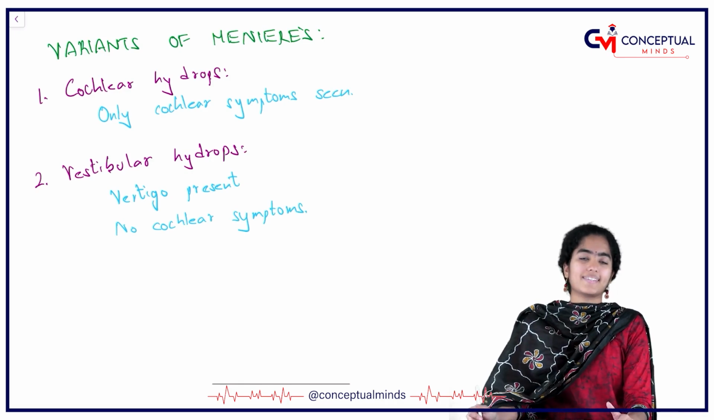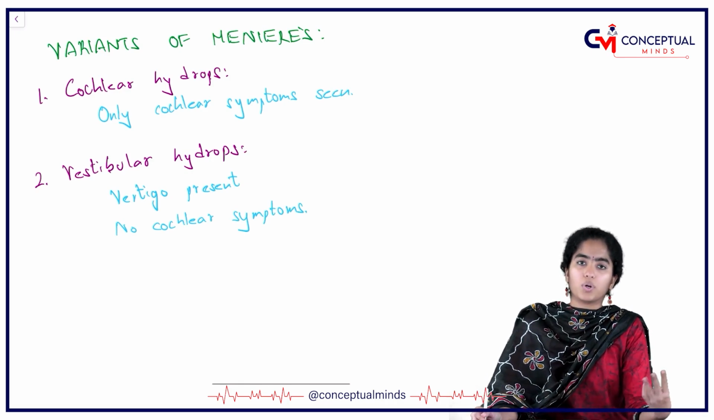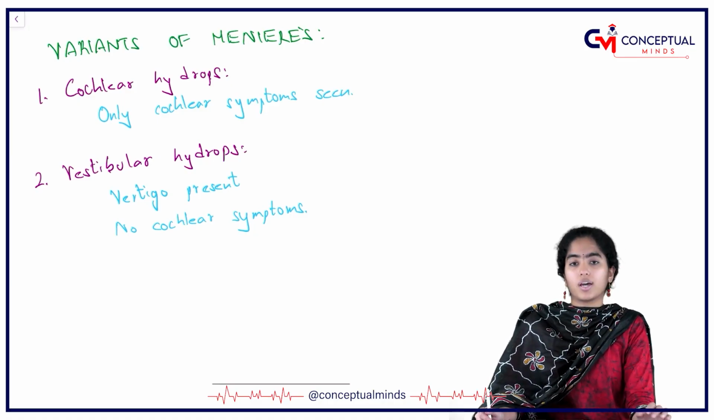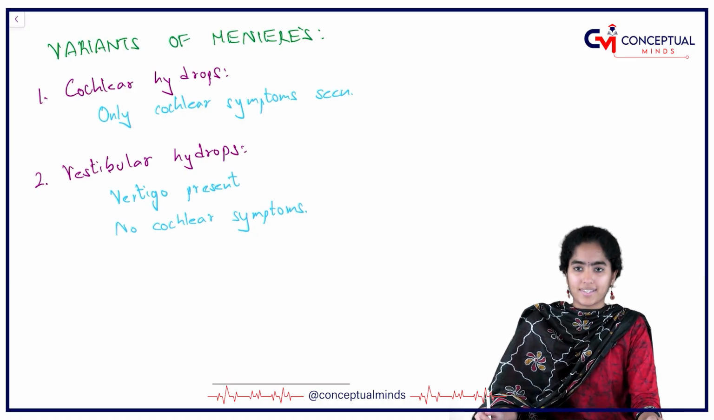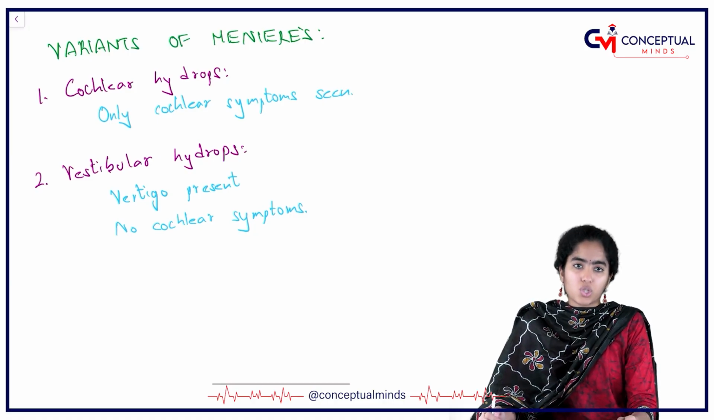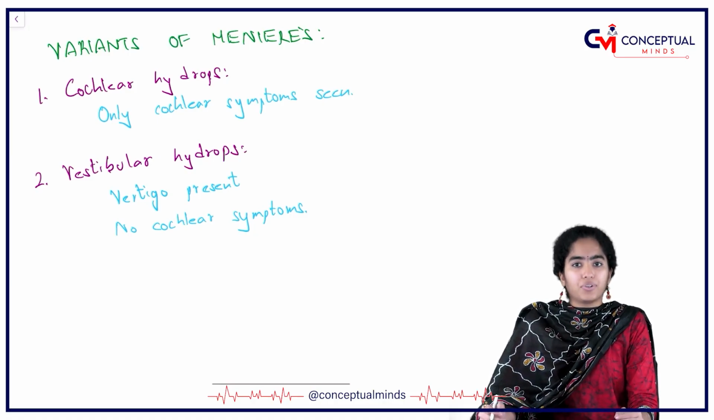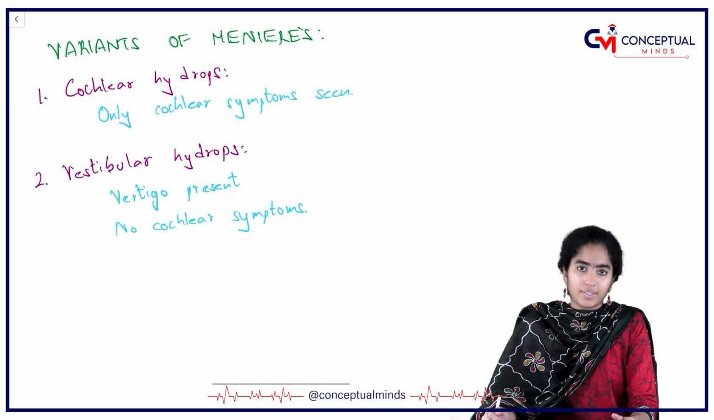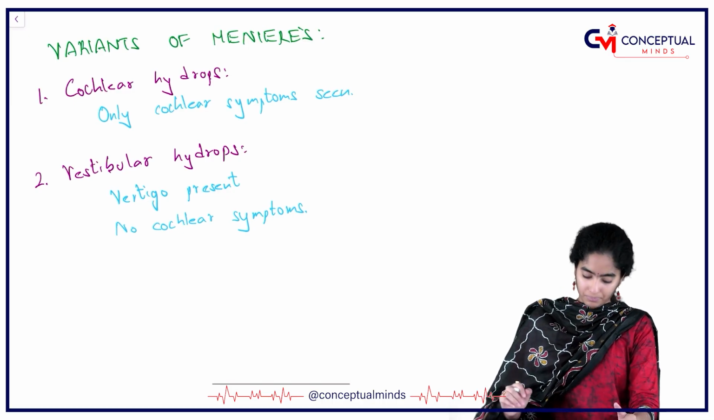In normal Meniere's disease, we see all four cardinal features: vertigo, hearing loss, tinnitus, plus sense of fullness. So in vestibular hydrops, only vertigo is present. And in these patients of vestibular hydrops, if at all a surgery is done, endolymphatic hydrops could not be demonstrated in them. The endolymphatic sac and other structures are usually normal.